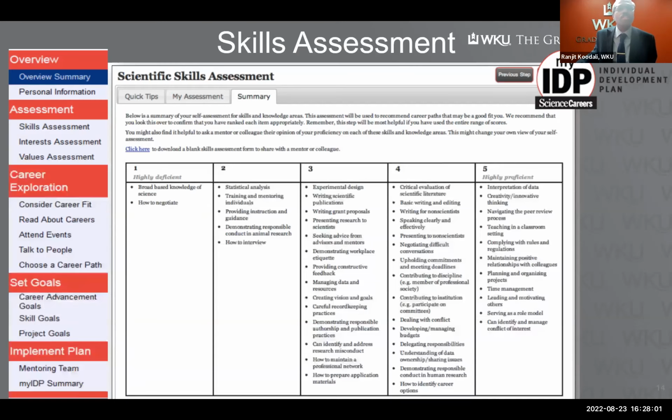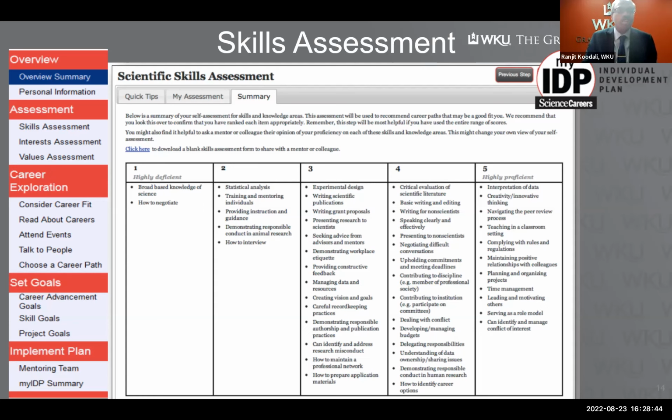So then let us look at what myIDP shows you based on your skills assessment. Here is a screenshot. It will tell you in which areas you're proficient. That is shown on your extreme right, and areas you're highly deficient will be shown on the left. Again, it's going from a scale of 1 to 5, and this information is based on the score that you have given. And again, like I said, it may be hard at the very beginning to judge whether it's a 1 or a 2 or a 3 or a 4 or a 5, but use your discretion.